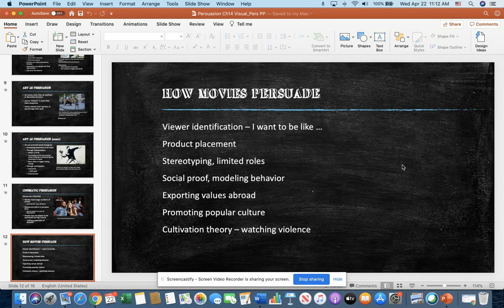And then there also is this cultivation theory, that when we watch violence on television, we kind of draw the conclusion that we live in a very scary, very dangerous society because we see it in the movies. Then we assume that that's reflecting reality, and we need to be more careful and stay home more and lock the doors because of what we saw in a movie.